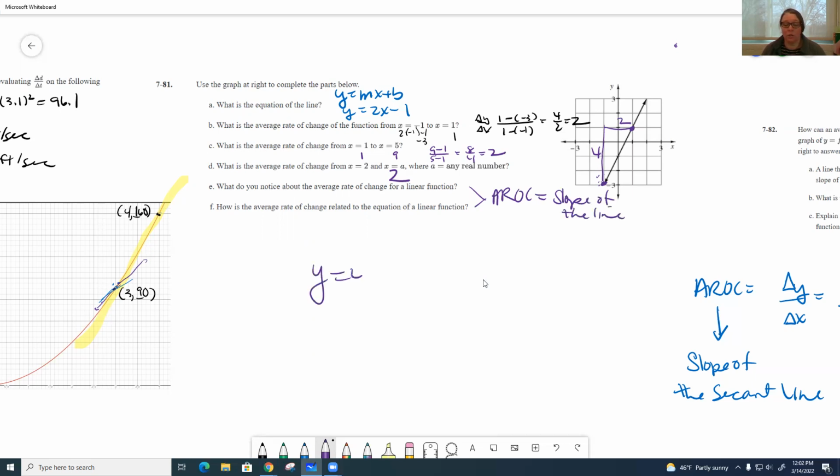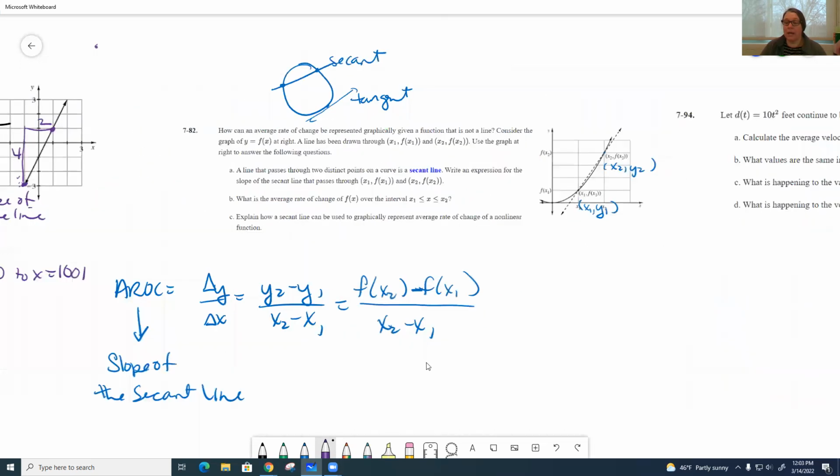So if I said, here's this equation for this line, what's the average rate of change from x equals 0 to x equals any number in the world? We would say it is 4, right? It is just the slope.